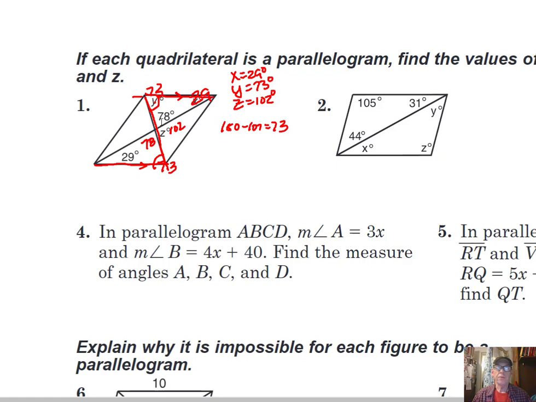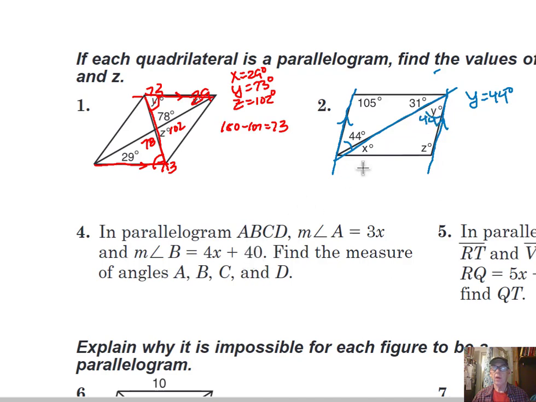Okay, let's look at number 2. Assuming this is a parallelogram, if I want to take care of this 44 here, I think about the Z going this way, and this goes up here like this, that's the transversal, and then we have the other parallel side. These two sides are parallel because it's a parallelogram. This pattern gives me alternate interior angles, so these two angles are congruent to each other. That means y must be 44 degrees.